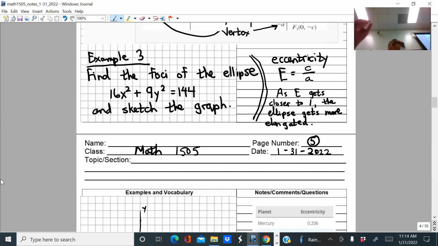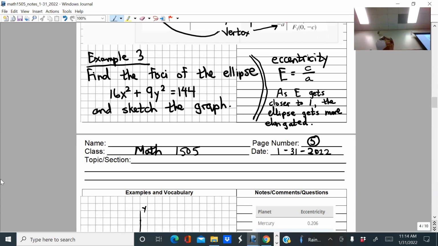Remember, those are the endpoints of the major axis, and we'll also have to find out where the endpoints of the minor axis are as well, and then we can sketch the graph really easily. Remember, we're only dealing with ellipses that are centered at the origin.